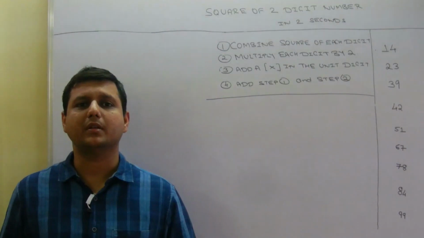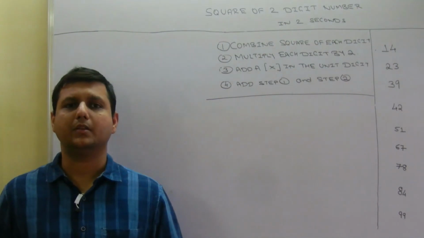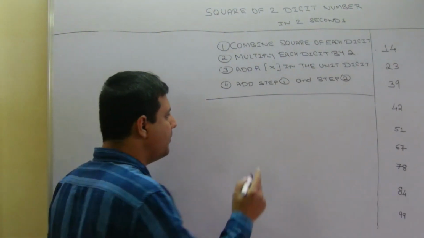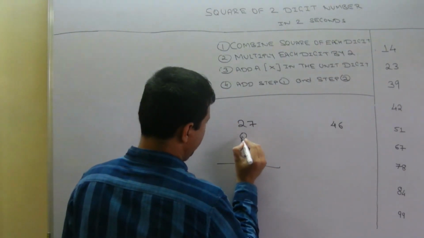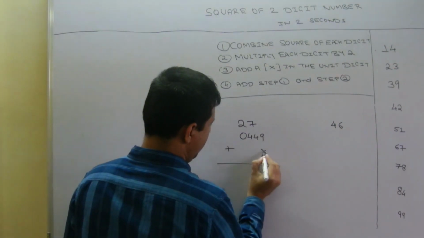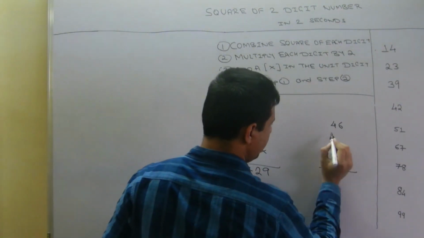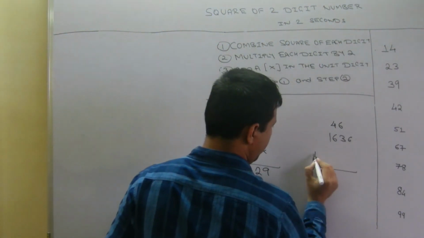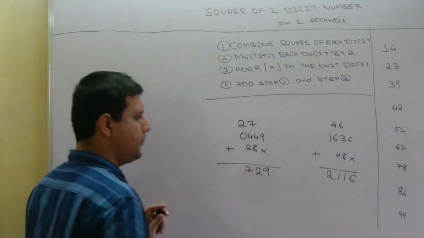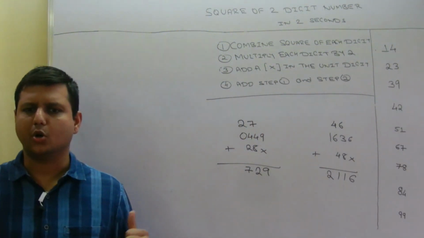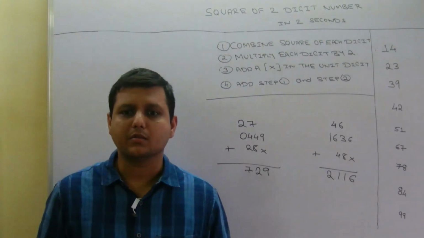Today, I'm here to present you with a technique which will help you find the square of a two-digit number. Let's begin. So we have a two-digit number. Did you see that? I found out the square of a two-digit number in a fraction of a second.